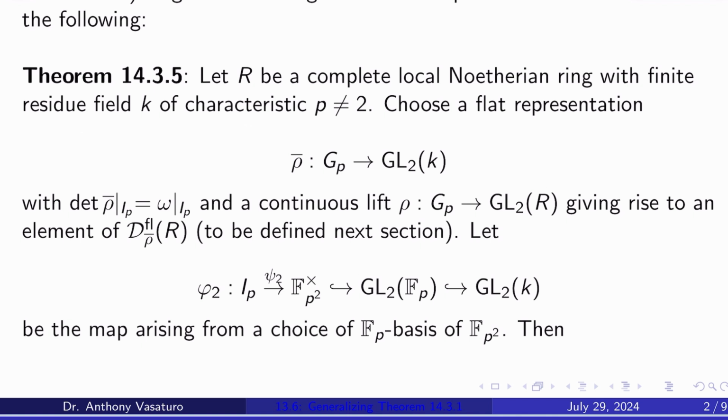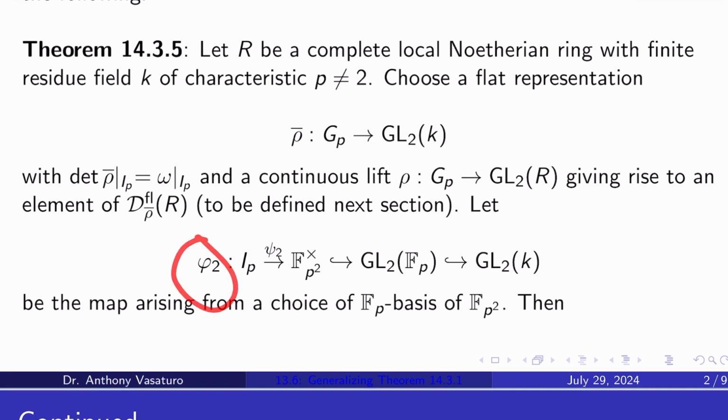not equal to 2. Choose a flat representation rho bar from the Galois group at p to GL2 of K, such that the determinant of the residual representation is cyclotomic when restricted to inertia at p. And then choose a continuous lift rho from G_p to GL2 of R, giving rise to an element of the flat deformation problem D flat sub rho bar of R, which will be defined next section, although we've sort of already defined this in previous chapters.